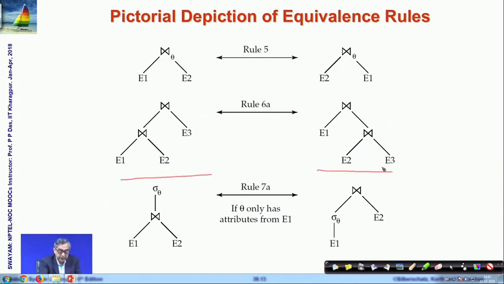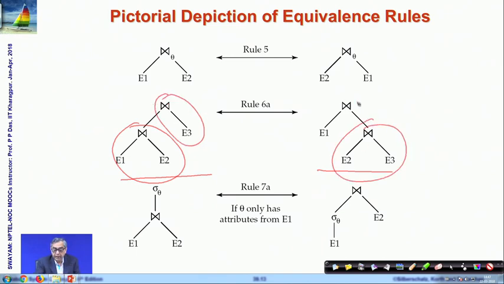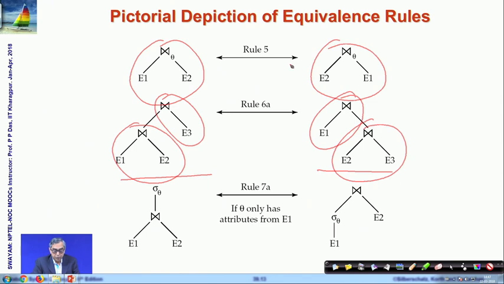Here what you are saying is, first you do E1 join E2 and with the result you join E3. Here you are saying first you do E2 join E3 and then you join with E1. So, this is basically associativity. This is commutativity of theta join. We will often draw them in such forms of parse trees and show the equivalence. That becomes easy to understand.